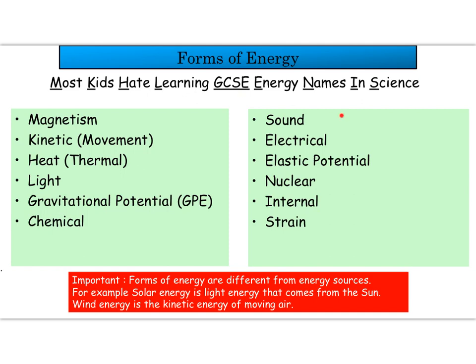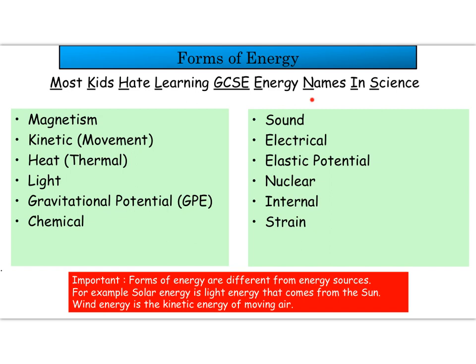S stands for sound energy. So that's the energy that basically is produced by vibrations in the air that then go on to lead to sound waves being detected by your ears. You've then got E in GCSE standing for electrical energy, so it's the energy of moving charge around a circuit. You also have another E in energy for elastic potential energy. That's the energy stored when you stretch an elastic band.